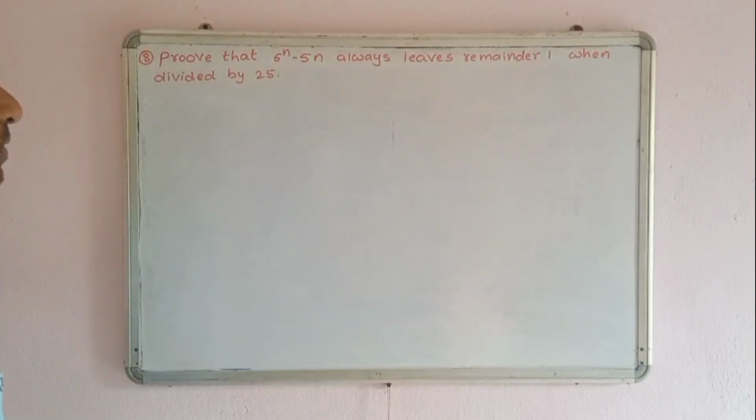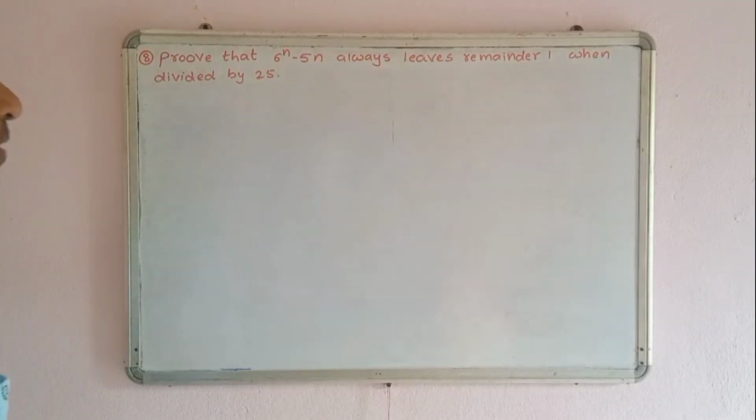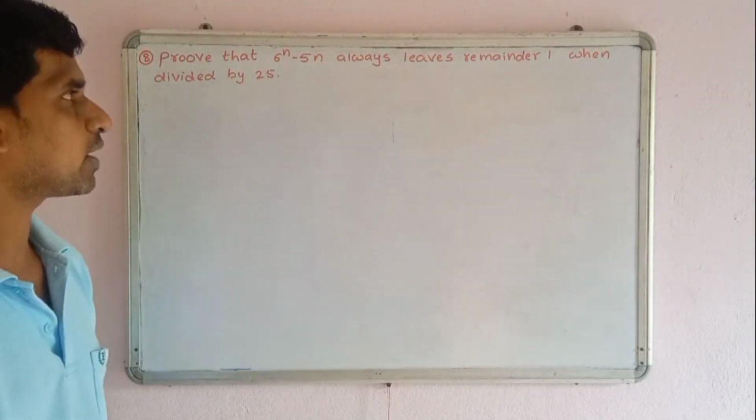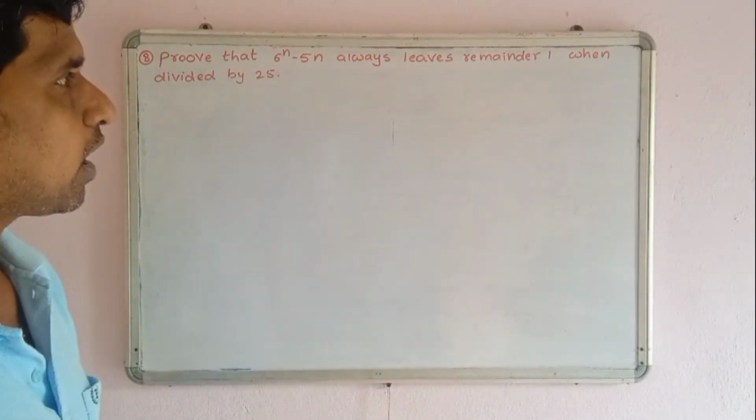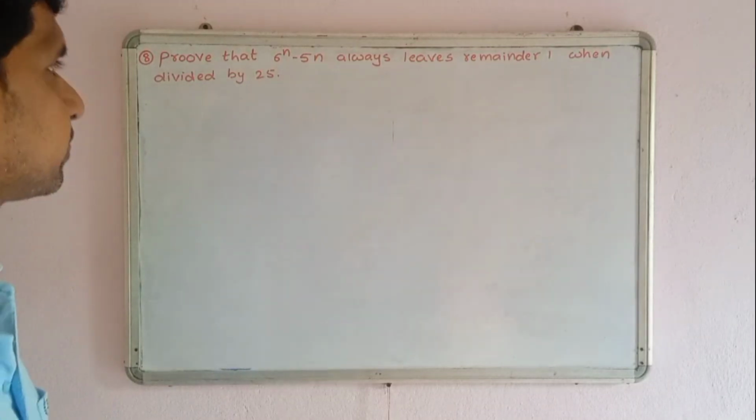Binomial Theorem, exercise 7.1, problem number 8. Prove that 6 power n minus 5n always leaves remainder 1 when divided by 25.